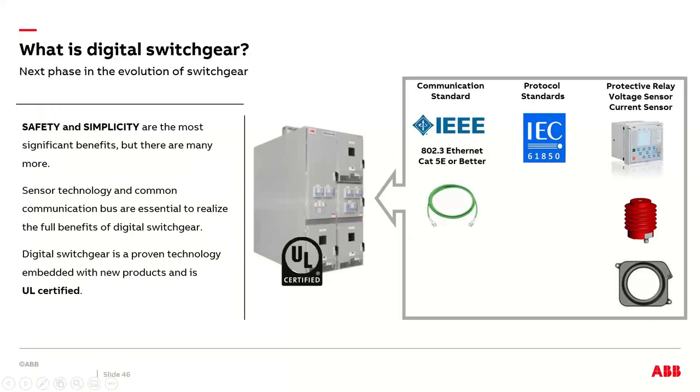Okay. So it is the next phase in evolution of a switchgear. What we want is more reliability, personal safety, simplicity, and also flexibility of design, right? Now IEC 61850 is the protocol standard that is used in a digital switchgear. If you want to maximize the benefits that you get from a digital switchgear, you have to use the IEC 61850 protocol. And it can work with voltage sensors and current sensors and protection relays, which have low energy analog inputs in them so that they can read the measurements from the current and voltage sensors.